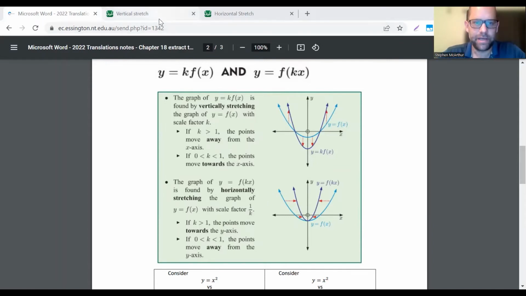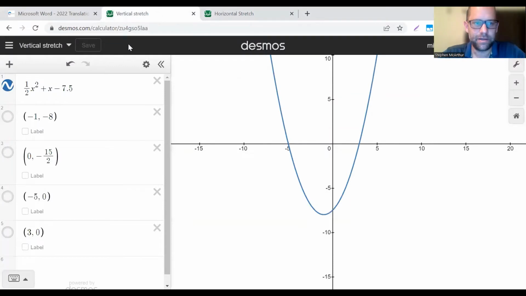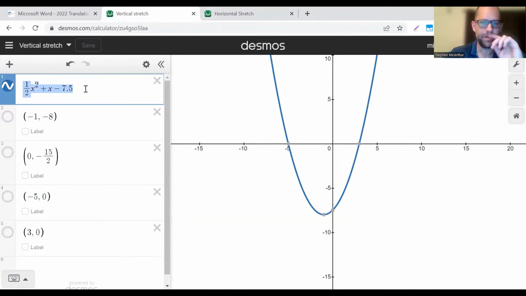Now I have a, what's my function here? Oh, that's a tricky one. One half of x squared plus x minus 7.5. Okay, well, this is what we're going to do. Actually, do you know what? No, I'll use it. I'm going to use it. It's fine. No, I won't. It's too confusing.